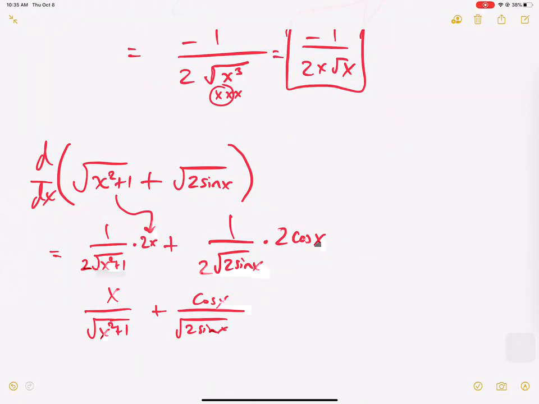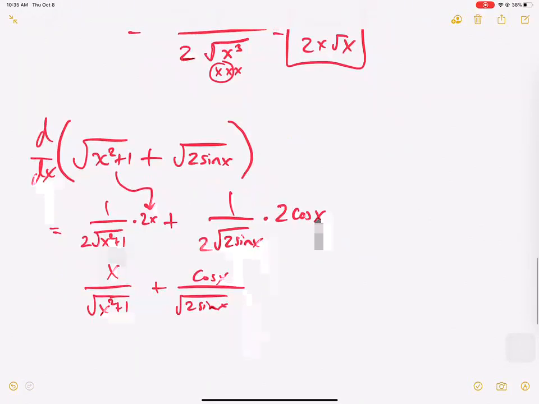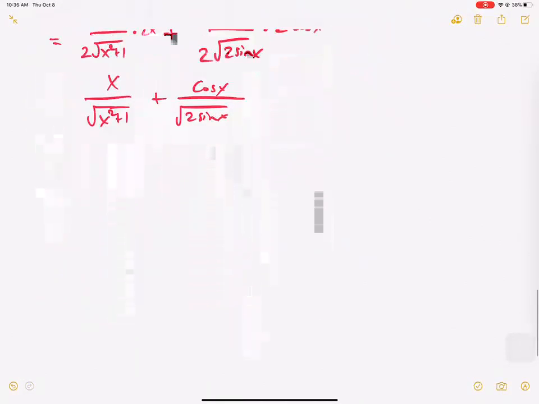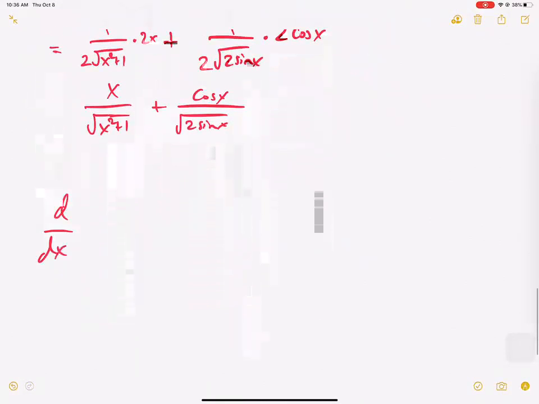Okay. So besides that, that's the thing about radicals. Now let's move to a different type of radical. So d over dx of, let's say, the cube root of x squared plus 2. Okay? Now we have a cube root.